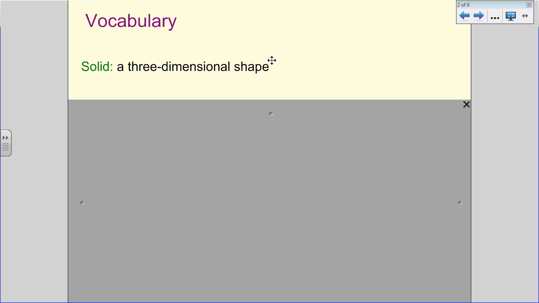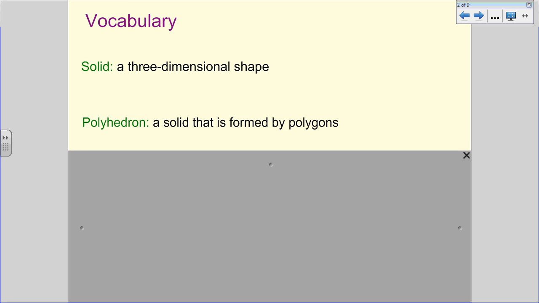My coffee cup is an example of a three-dimensional shape. Your desk is a three-dimensional shape. Our world is three-dimensional, and so we're going to start looking at how we define and look at some of these three-dimensional shapes. A polyhedron is a solid, a three-dimensional figure that's formed by polygons.